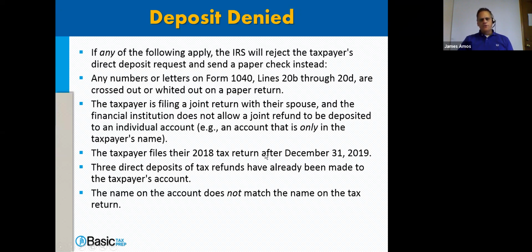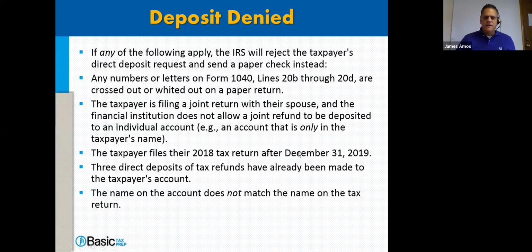Third, the taxpayer files their 2018 return after December 31st, 2019. What this really means is you have a chance to timely file a tax return. Now, we haven't covered this, but I think we need to touch on it right now. You normally file a tax return by April 15th of the year after the tax year ends. So the tax year 2018 ended on December 31st, 2018. We had till April 15th, 2019 to get these filed. If you got an extension, you have till October 15th of 2019 to get it done.